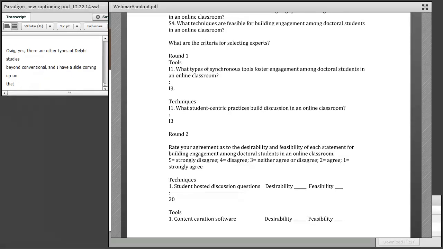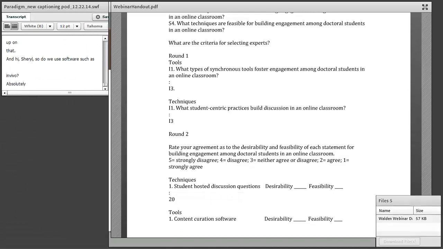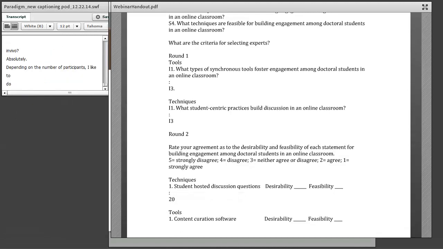And hi, Cheryl. So do we use software such as NVivo? Absolutely. Depending on the number of participants, I like to do it. There's a couple of ways you can actually do it. You can do it manually. You could, in fact, ask 2 colleagues who are credentialed in addition to you to do it manually, and you could look for some sort of comparisons to see if you're all in sync with each other, and you can basically run it through NVivo as well.